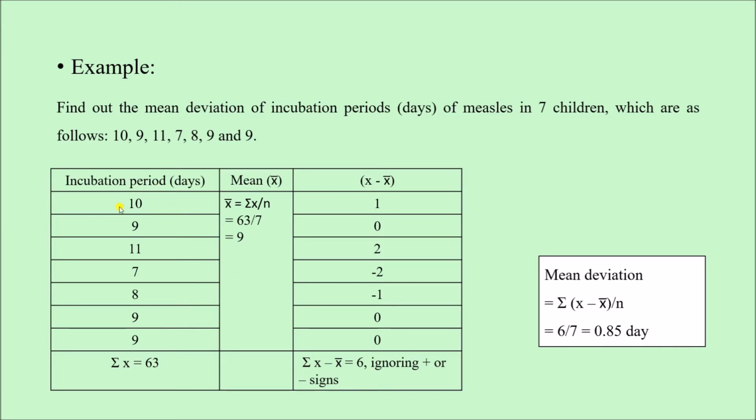For that we have to add all these values, which is 63, and we have to divide it by the number of children, that is 7. So 63 divided by 7 is 9. So the mean incubation period is 9 days. This is my first step.